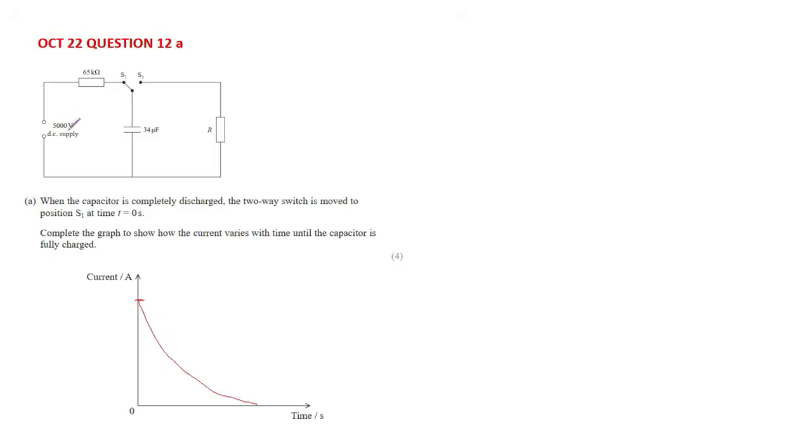When it's moved to S1, the PD is 5000 and the resistance is 65 kilo ohm. And to find the initial current, always use the equation V equals IR. Plug in the values. V would be 5000, R would be 65,000. Of course, you have to convert it to ohm, and you find out I. Then comes the most interesting part. You have to mark, because it's a 4-mark question, right? You have to mark the value of the total time for charging here as well.